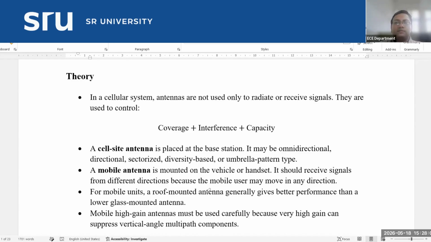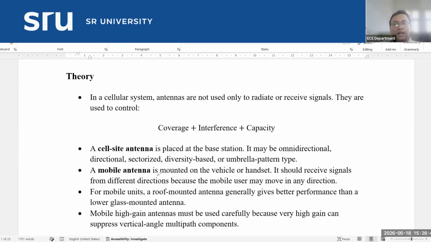For mobile units, the device that is a vehicle, a roof mounted antenna is always preferred. So for vehicles, you must have seen that some antennas are mounted on the roof. The roof mounted antenna gives better performance than a lower glass mounted antenna. Whenever we are carrying a mobile phone, it may not be feasible for us to place the mobile phone on the top of the vehicle, right? Because we are sitting inside. So for mobile devices, this is not applicable.